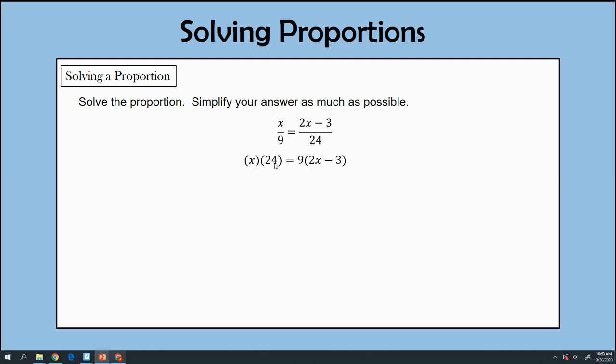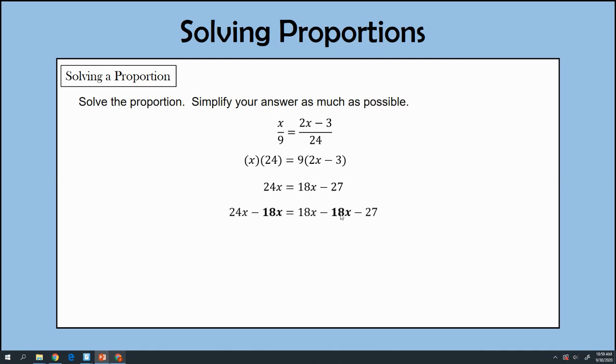Okay, so 24 times x is 24x. Distribute our 9, we get 18x minus 27. Okay, now we got an equation with variables on each side. I don't want variables on both sides, so I got to make one of them a 0. It makes sense to make the 18x a 0 because then I'll have the variable on the left and the number on the right remaining.